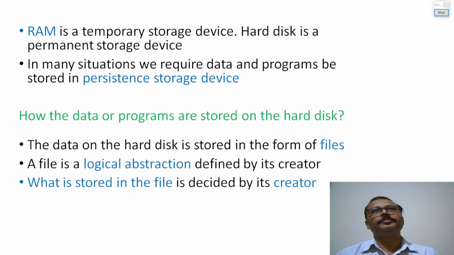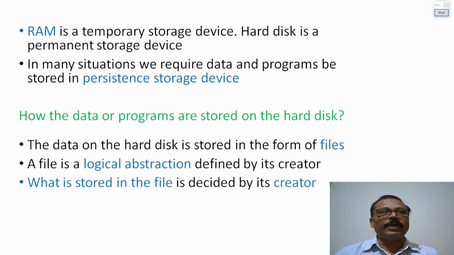So the data on the hard disk is stored in the form of files. Programs are also stored in the form of files. So it is the files which are permanent.